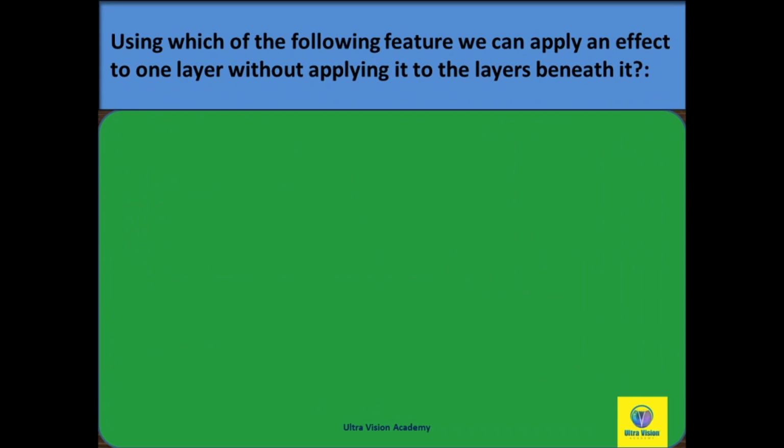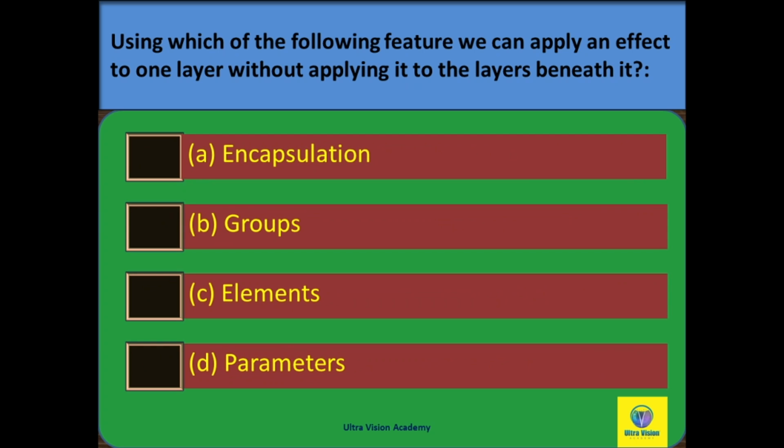Next, using which of the following features can we apply an effect to one layer without applying it to the layers beneath it? Remember, normally whatever effect you give to a layer, it automatically affects all the layers beneath it. But there is a special option. Using that special option, you can force the particular effect to display in a particular group only. So options are encapsulate, encapsulation, groups, elements, and parameters, and the correct answer is encapsulation.